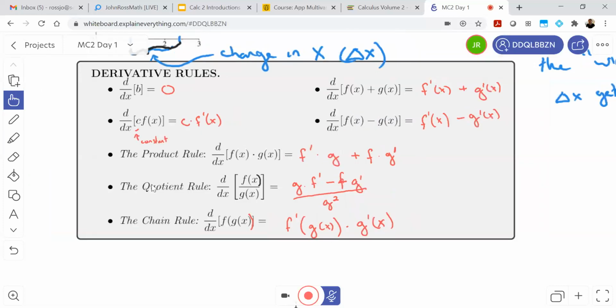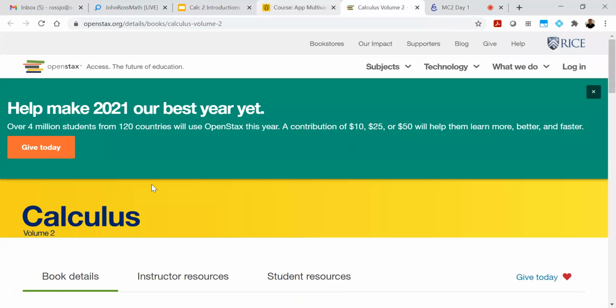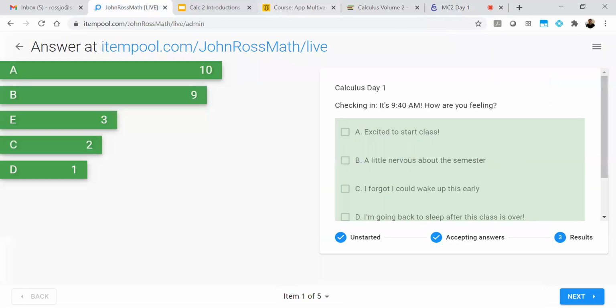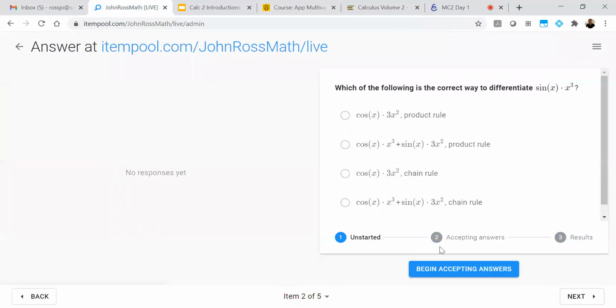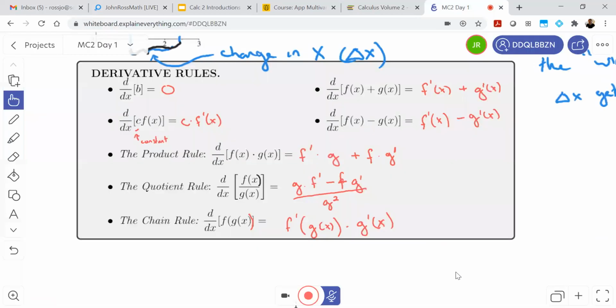So keeping these rules up here for a moment and pivoting back to item pool, I want to ask you all to think about the following question, which should appear on your device. What is the correct way to differentiate the function that's shown here? Not only what is it, but also what is the correct rule or set of rules to use? And I'll flash this back up here for you. Take a moment to just think through that.